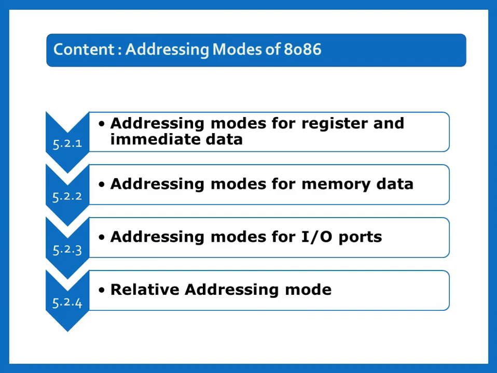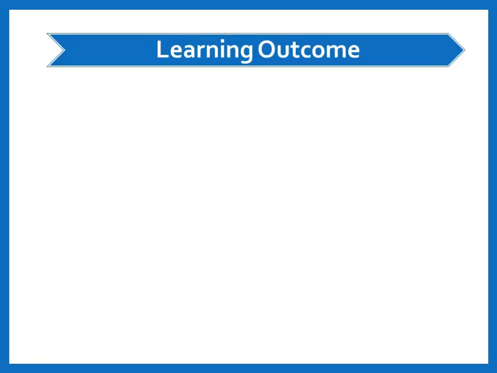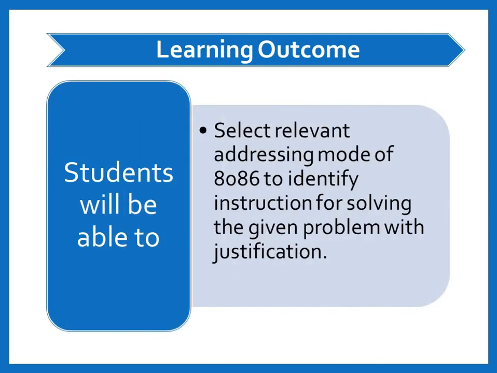In this video lecture, we are going to study the addressing modes of 8086: addressing modes for register and immediate data, addressing modes for memory data, addressing modes for input-output ports, and relative addressing modes. At the end of this video lecture, the students will be able to select the relevant addressing mode of 8086 to identify instructions for solving the given problem with justification.